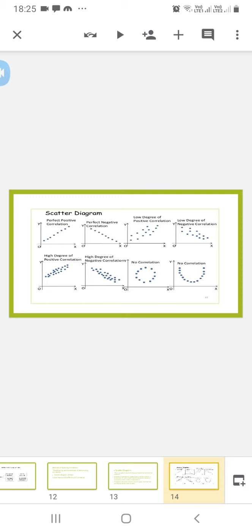If on the other hand the points depict a downward trend from the upper left hand corner to the lower right hand corner, the correlation is negative, since in this case the values of the two variables move in the opposite direction. Low degree or negative correlation.